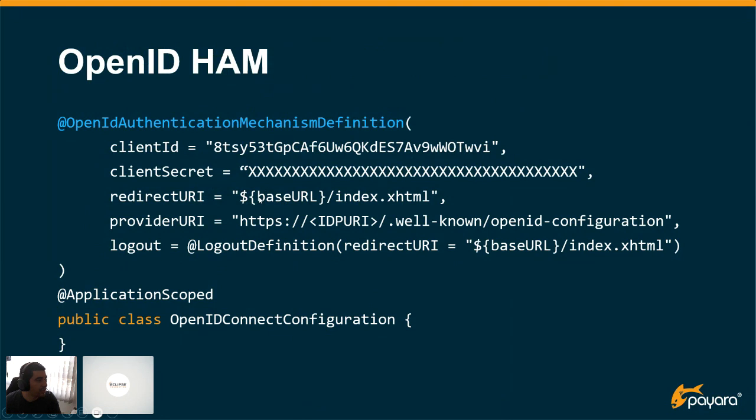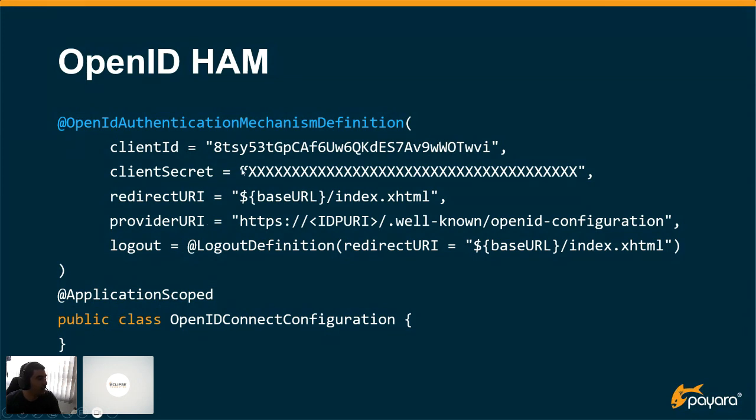Then there's a redirect URI that will tell the provider, okay, once authentication is complete, you will return to this web page on the original relying party flow. In this case, it would be the web application. And by default, Jakarta Security introduced this placeholder called base URL that will inject the base URL of the application when it's deployed on the runtime.